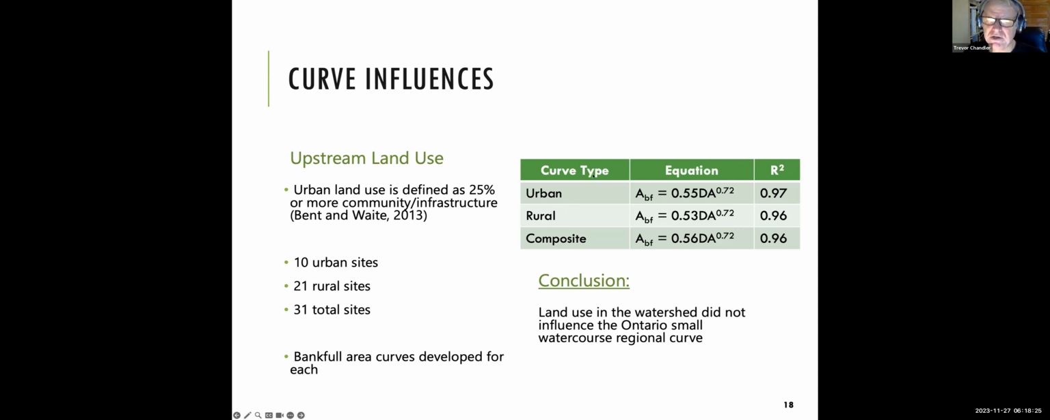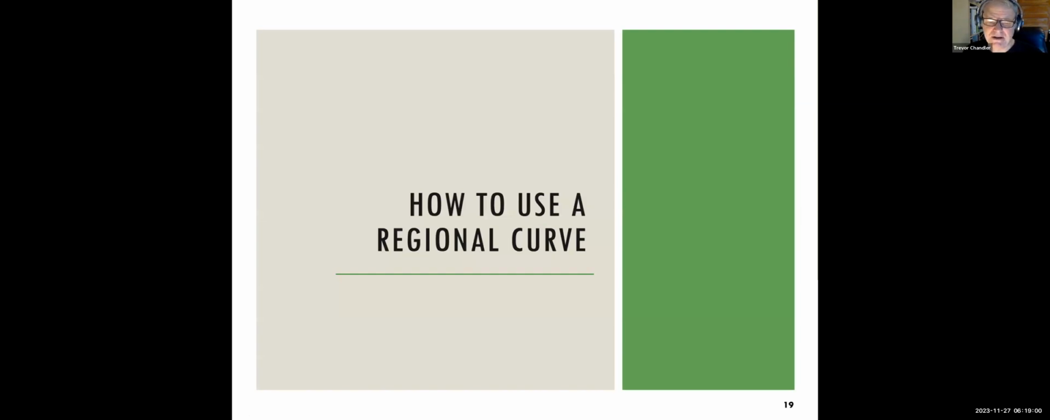So here's what the curves look like for the urban, rural, and the composite, both urban and rural. And you can see the numbers. There are slight differences in the coefficients here, but not really a big difference. So the conclusion was that at least in Southern Ontario, land use did not play a role in what the regional curve looked like. So a channel will get as big as it's going to get regardless of land use. So once we have all this data and we have a regional curve, how does one apply it?